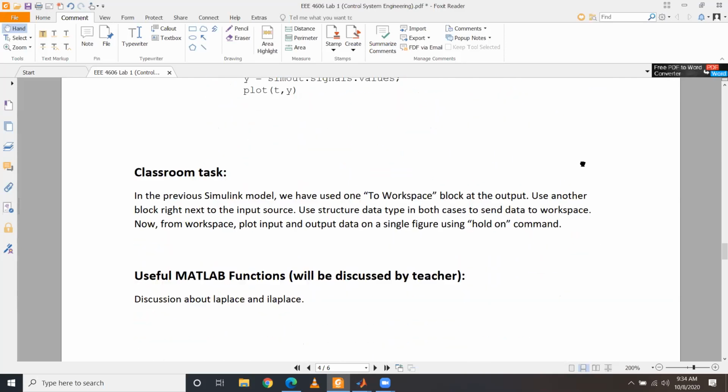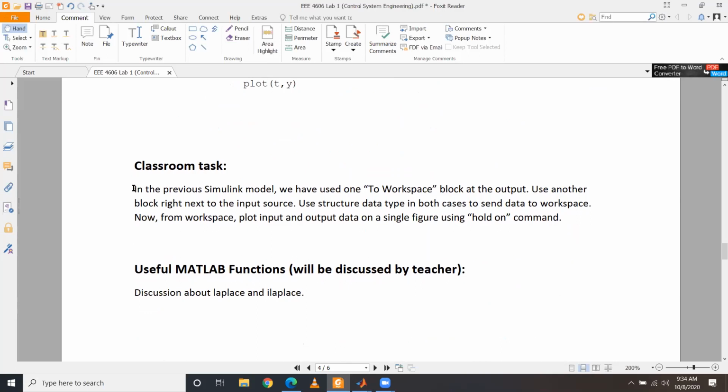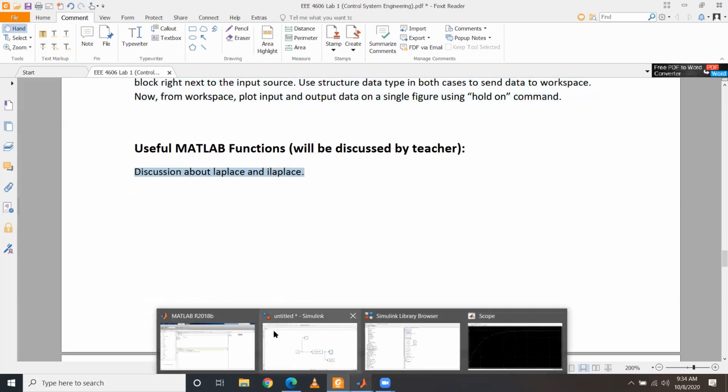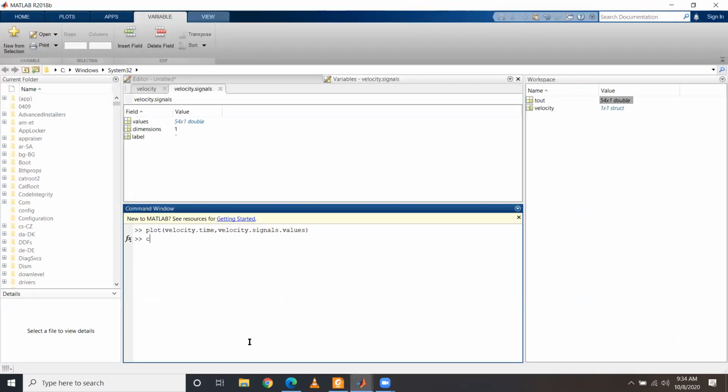So, the classroom task you'll do at the end. For now, leave it. Discussion about Laplace and iLaplace: it's not very important for this lab.